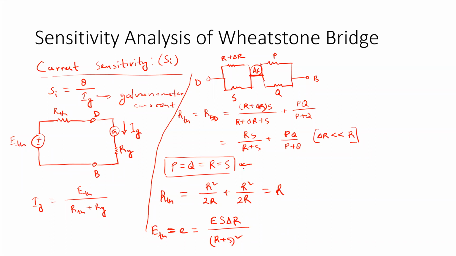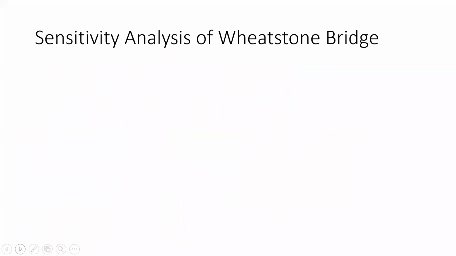So again, for consideration of the maximum bridge sensitivity, this expression can be further written as E into delta R divided by 4R. So once we have done up to this, next we can put this expression of ETH and RTH in our expression of IG, which was previously written as this.